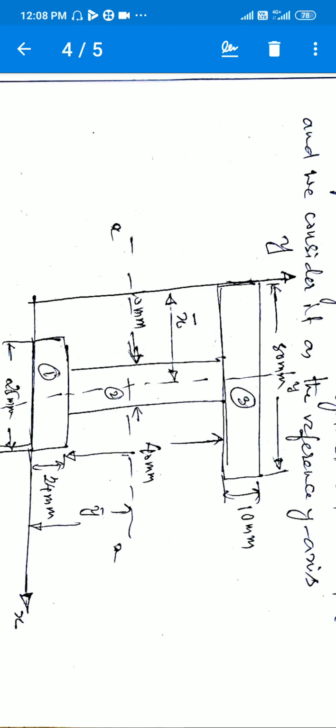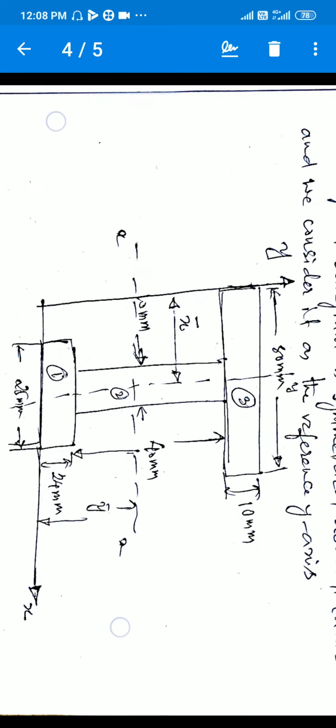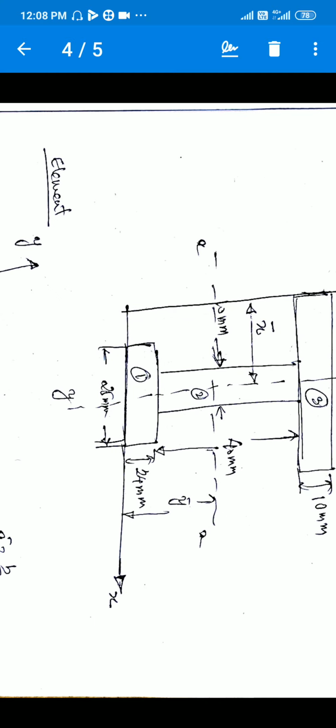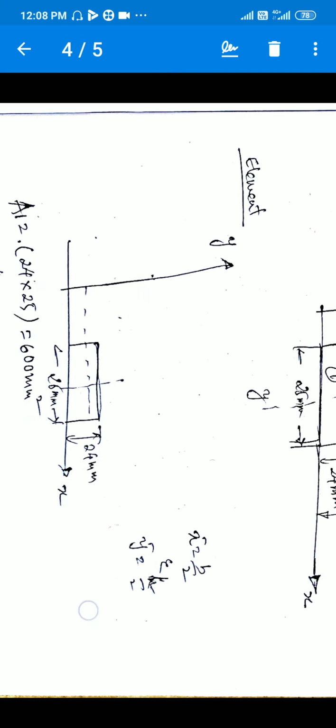Now we divide this diagram into three parts: 1, 2, 3. I draw the reference lines x and y. Now we have to solve this problem. For each element we have to calculate area, x1 and y1, because here we have three different elements. We will get x1, x2, x3, and y1, y2, y3, and similarly areas a1, a2, and a3. Now we will start by solving the first element. See the position of the element; we will draw it in the same position, only for element 1.